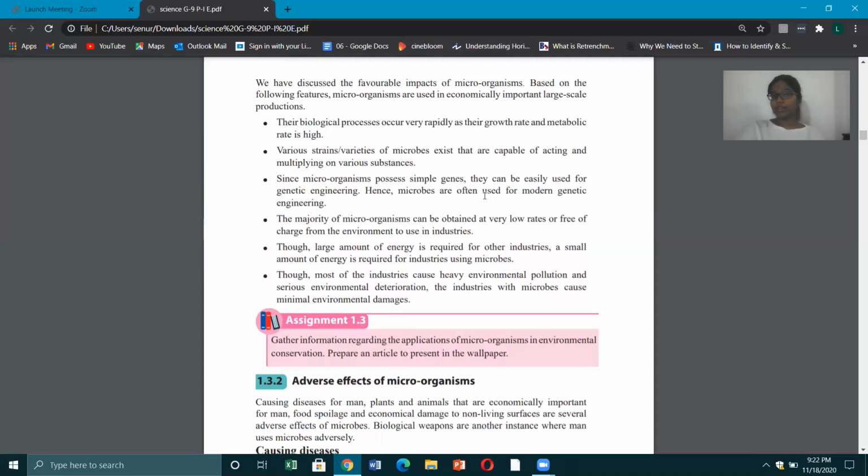We have discussed the favorable impact of microorganisms. So we have talked about the advantages of microorganisms. Based on these features, we are now going to talk about how microorganisms are used in economically important large-scale productions. In order to get a benefit from the money aspect, we use microorganisms.